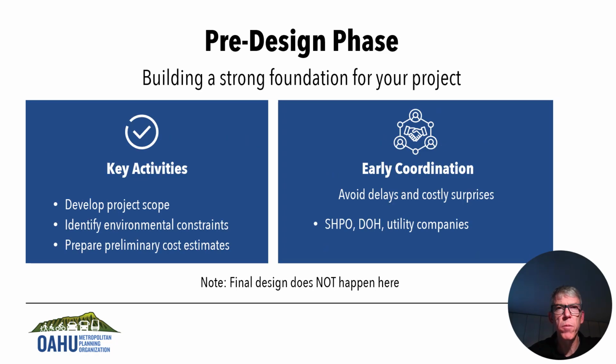Next, we explored the pre-design phase, the foundation of your project. This is where you develop the project scope, identify environmental constraints, and prepare preliminary cost estimates. Remember, this is pre-design. Final design does not happen during this phase. That comes later. We also emphasize the importance of early coordination with relevant agencies and utility companies. Early coordination helps avoid delays and costly surprises down the line.